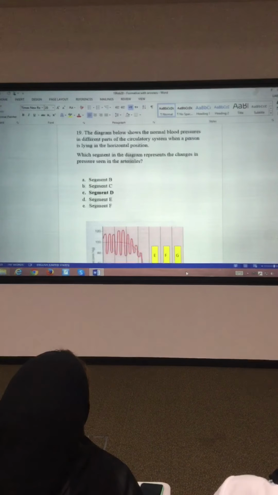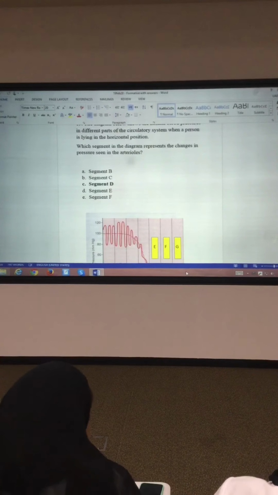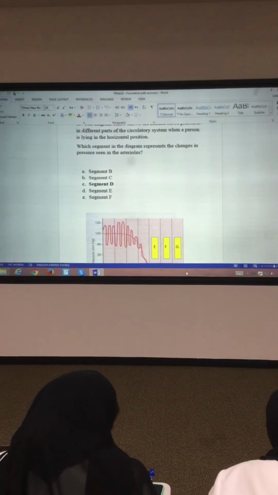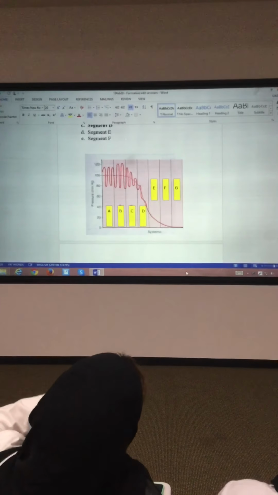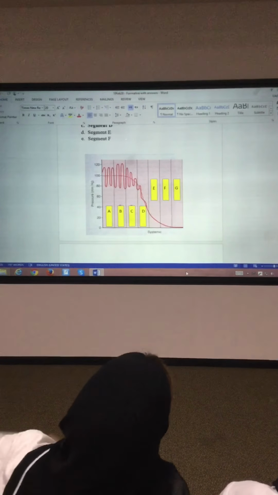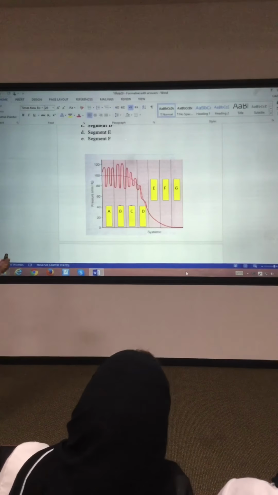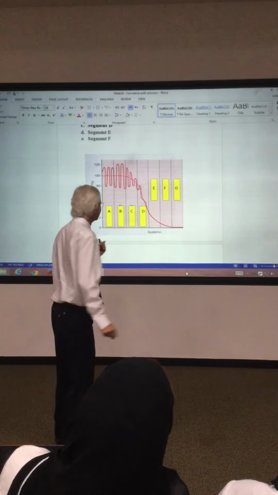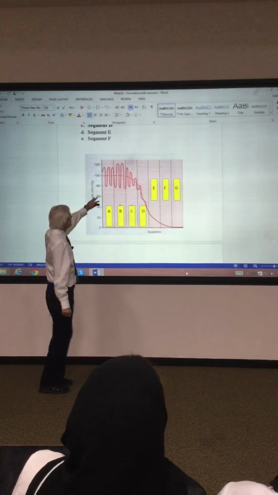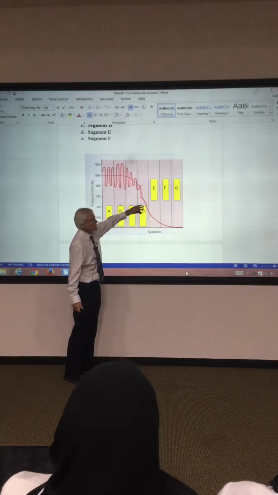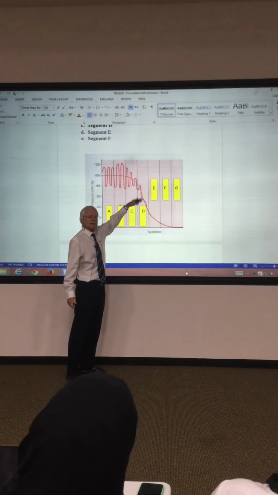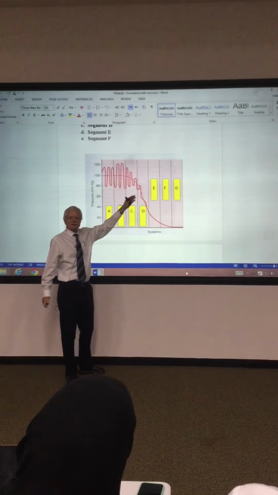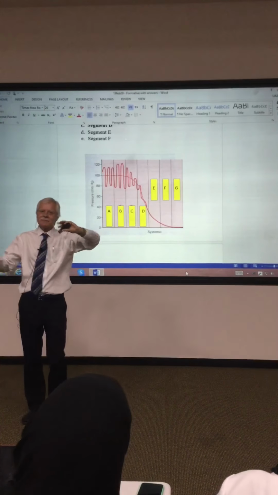Number 19, a bit more difficult because the answer is D. Somebody actually showed me this diagram before the start of this class with a question. But this is where the arterioles are, isn't it? And this is where the biggest pressure drop is. Yeah? So remember that. So important.